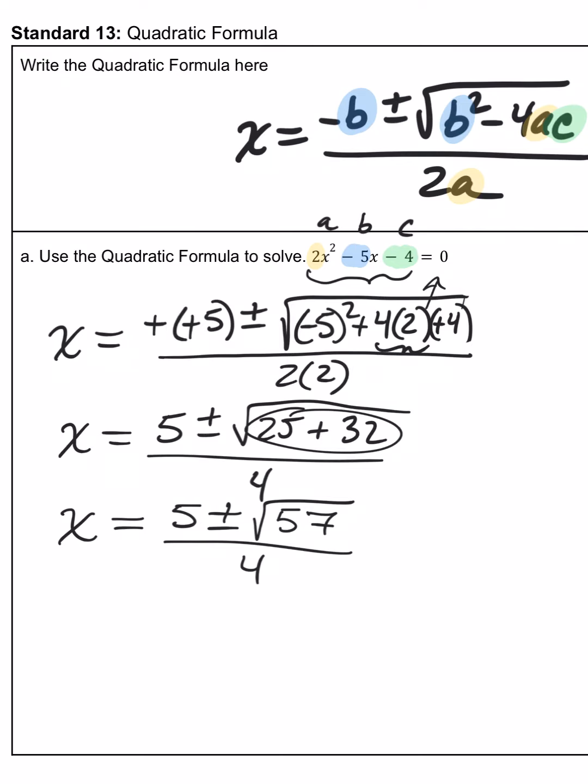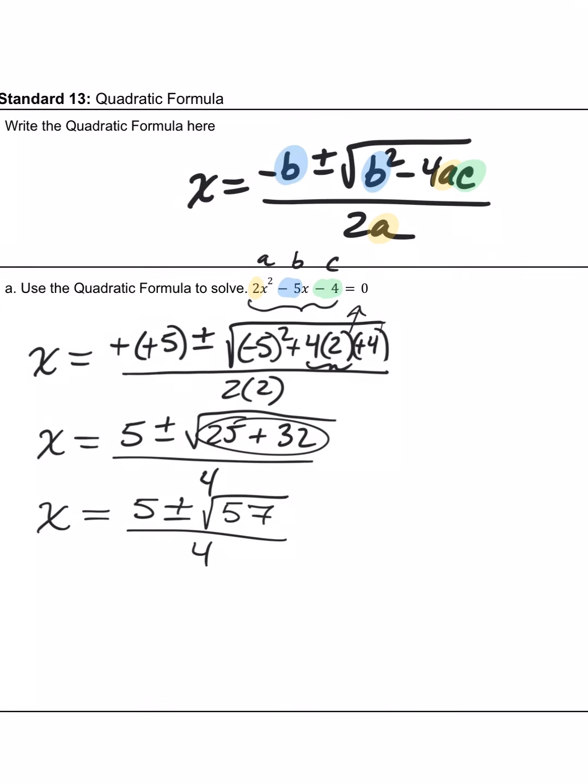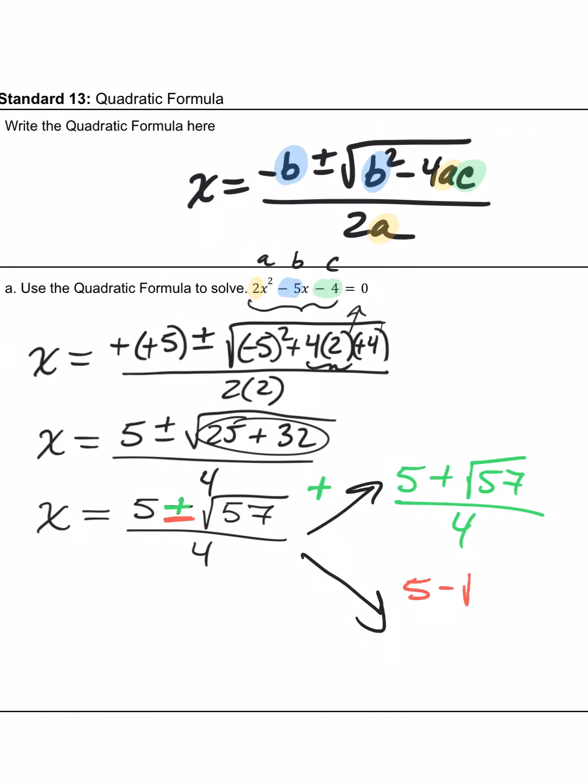When we get to this part, everyone, look, we have two solutions. We could be looking at the positive version, meaning 5 plus the square root of 57, divided by 4. Or we could be looking at the negative, the subtracting. We could do 5 minus the square root of 57, divided by 4.